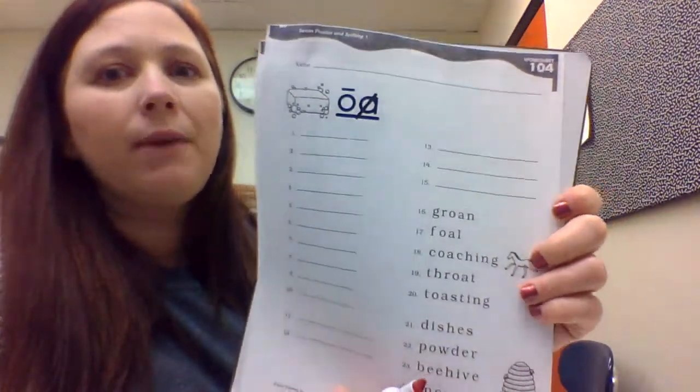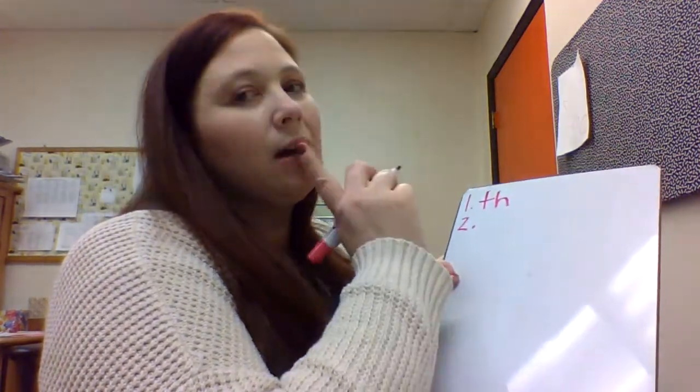Today we are on lesson 104 and it looks like this paper right here, so make sure you have that out and you have your name on it. We're going to get ready with our spelling sounds. All right, number 1, we have th, that's TH. Number 2, we have g, G.